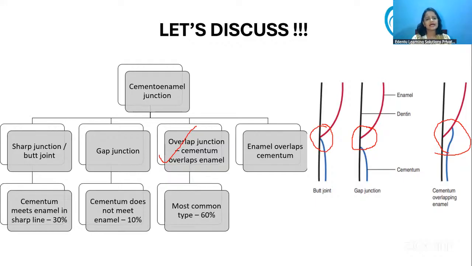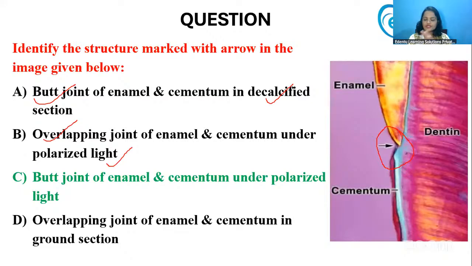Then there is another rare form, a fourth type, where the enamel goes and overlaps the cementum. Usually the cementum overlaps the enamel, but very rarely, sometimes the enamel can overlap the cementum. So according to the image that is given, where the enamel is ending, the cementum is starting there. So it is a butt joint or a sharp junction.